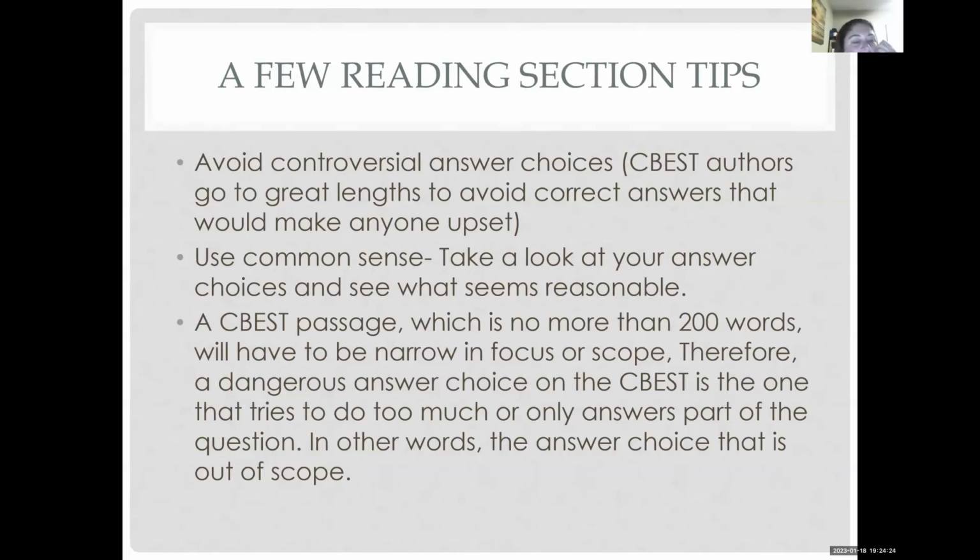A CBEST passage, which is no more than 200 words, will have to be narrow in focus or scope. Therefore, a dangerous answer choice on the CBEST is the one that tries to do too much or only answers part of the question. In other words, the answer choice that is out of scope. So when you have those 4 answers to choose from, one of them is absolutely, unequivocally wrong. So you can get rid of that one right off the bat. Okay, and you'll see what I mean when I go over the reading comprehension questions for sure.